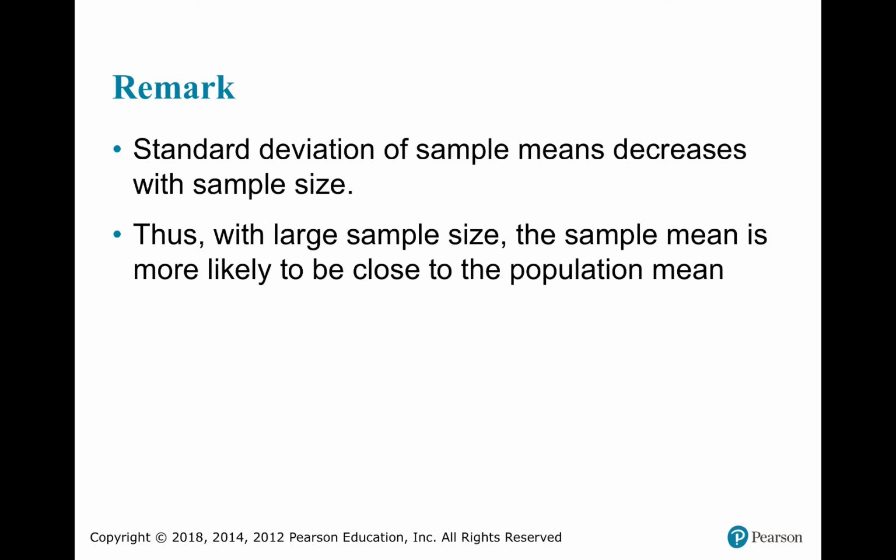Some takeaway remarks. The standard deviation of the sample means is going to decrease with the sample size because we divide by radical n to get the new standard deviation. And it follows that when you have a large sample size, the sample mean is going to tend to be closer to the population mean. That will be important when we look at confidence intervals coming up.